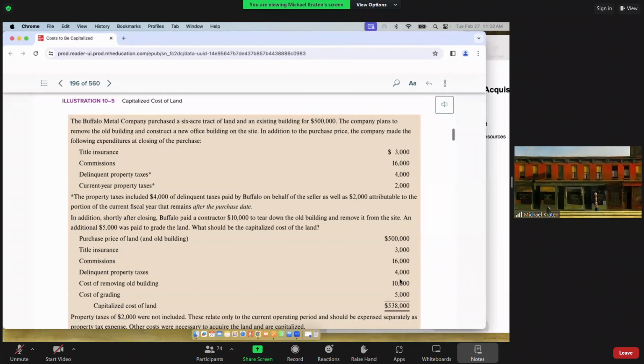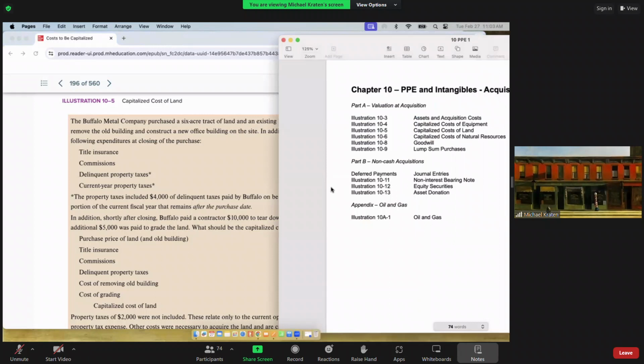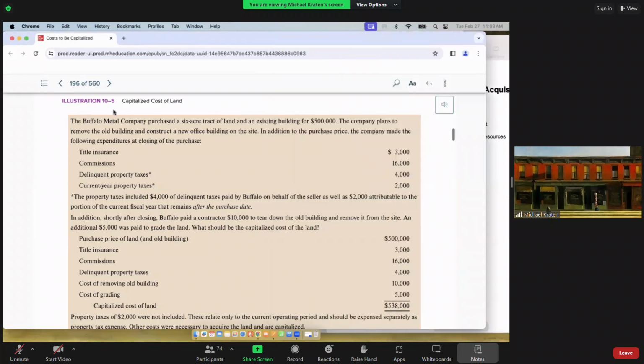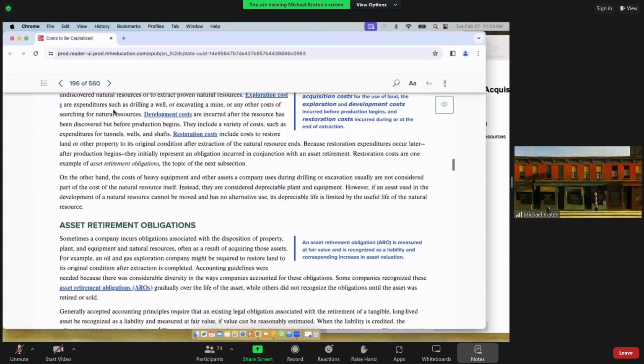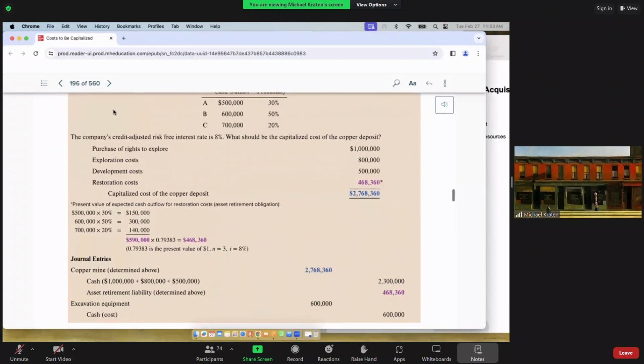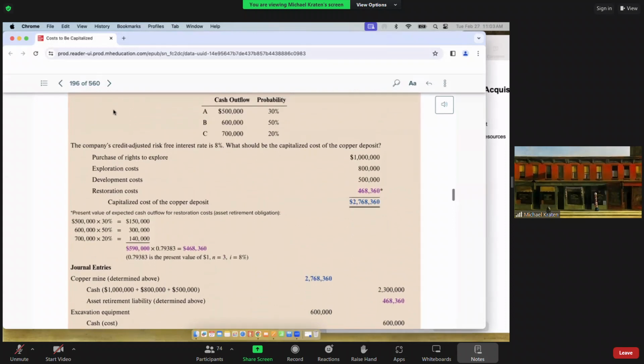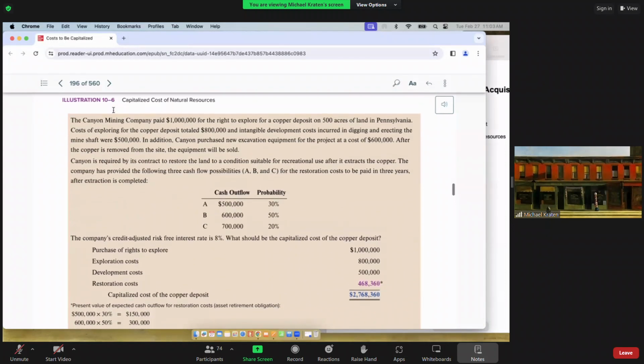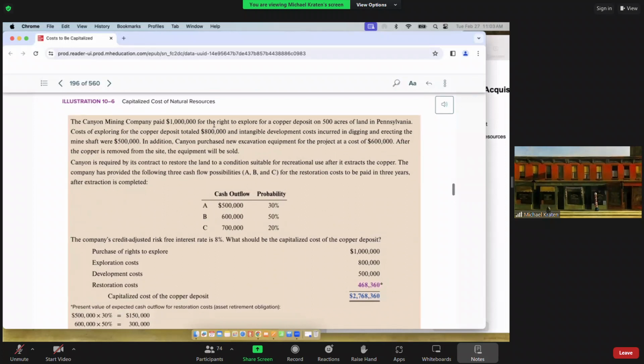Okay, questions about illustration 10.5? Okay, again, complications and how he chooses to present information, no different conceptually than the previous illustration. Now 10.6, capitalized costs of natural resources. Okay, what's happening here?